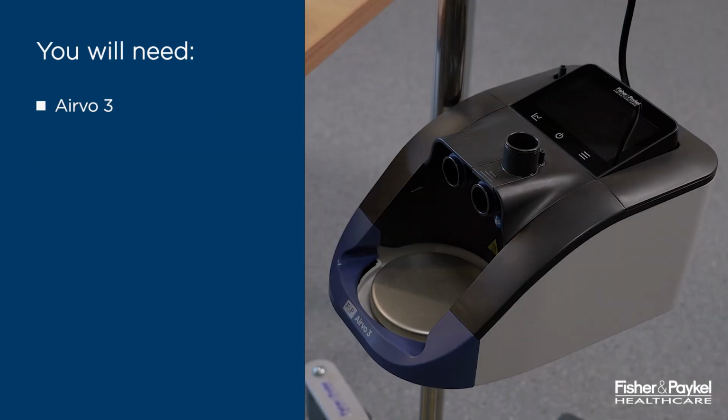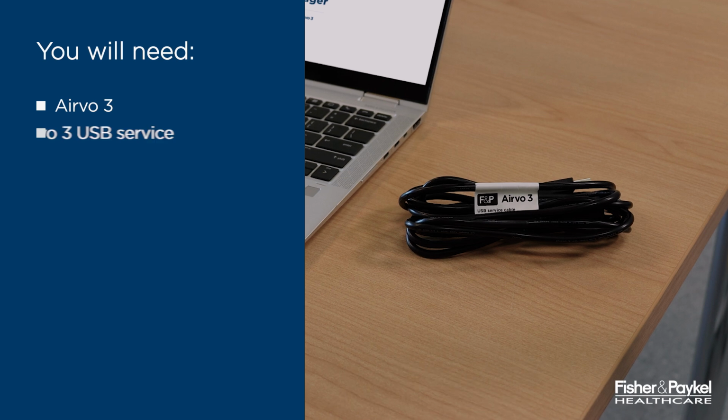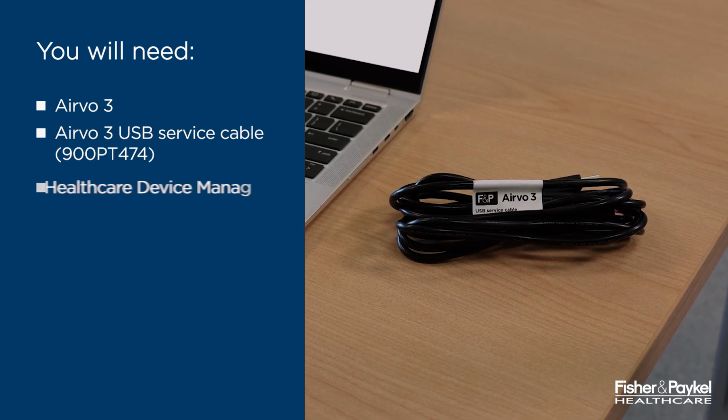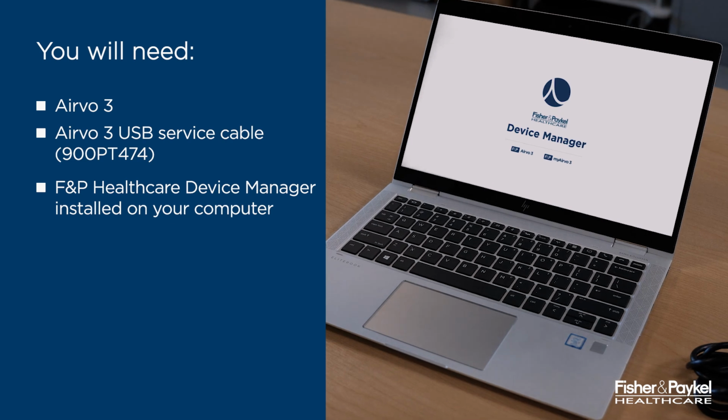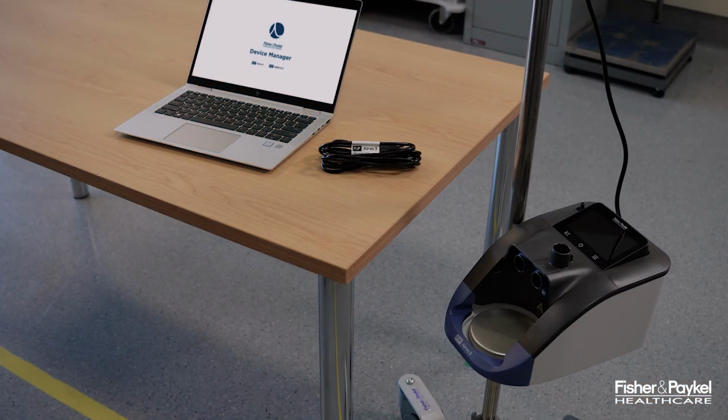You will need an Airvo 3 device, an Airvo 3 USB service cable 900PT474, and the F&P Device Manager installed on your computer. You will also need internet access and mains power.